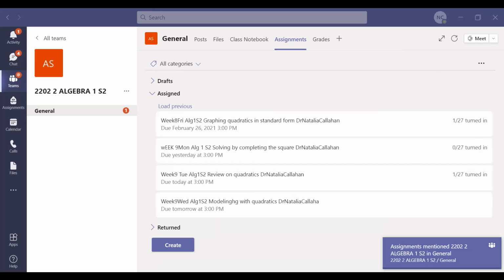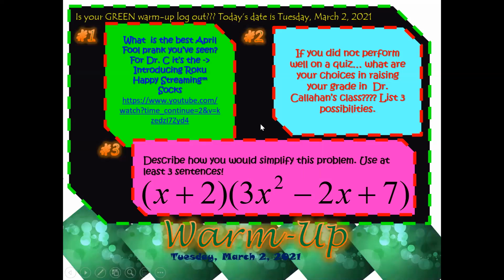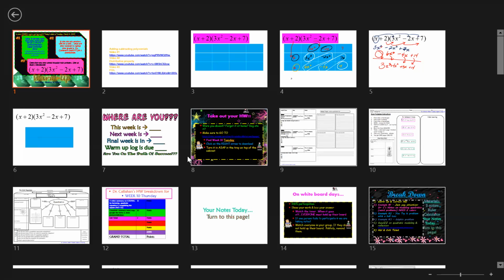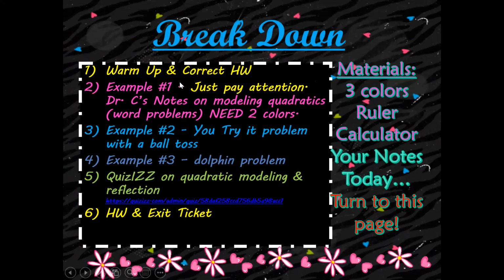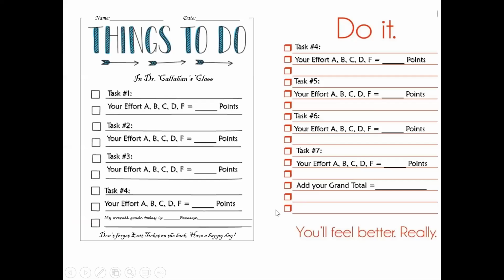Okay, let's go ahead and get back to the assignment then. Let's take a look at the breakdown of what we're going to be doing today. This is kind of what we're going to be looking at. I'm going to go over example 1, which you're just going to be paying attention. My notes are going to be on modeling quadratics, word problems. You will need to have 2 colors for today. Example 2, you try a problem with a ball toss, and then example 3 with a dolphin problem. I do have quizzes that you can go ahead and access and work on in addition to that.